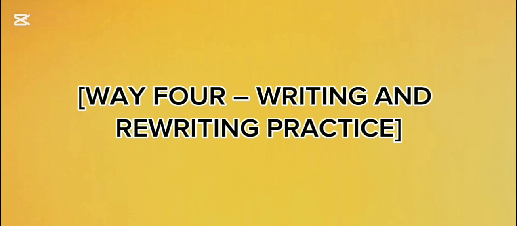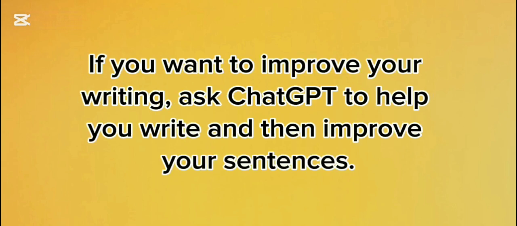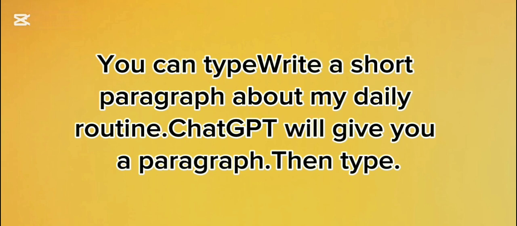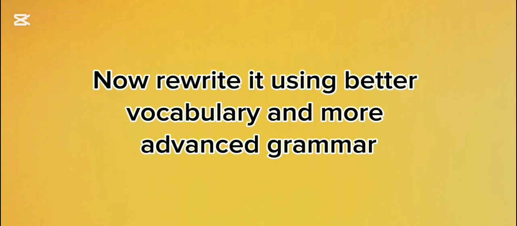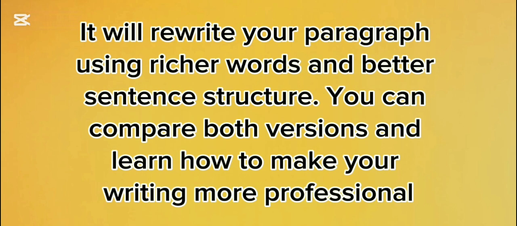Way 4: Writing and rewriting practice. If you want to improve your writing, ask ChatGPT to help you write and then improve your sentences. You can write, "Write a short paragraph about my daily routine." ChatGPT will give you a paragraph, then type, "Now rewrite it using better vocabulary and more advanced grammar." It will rewrite your paragraph using richer words and better sentence structure. You can compare both versions and learn how to make your writing more professional.